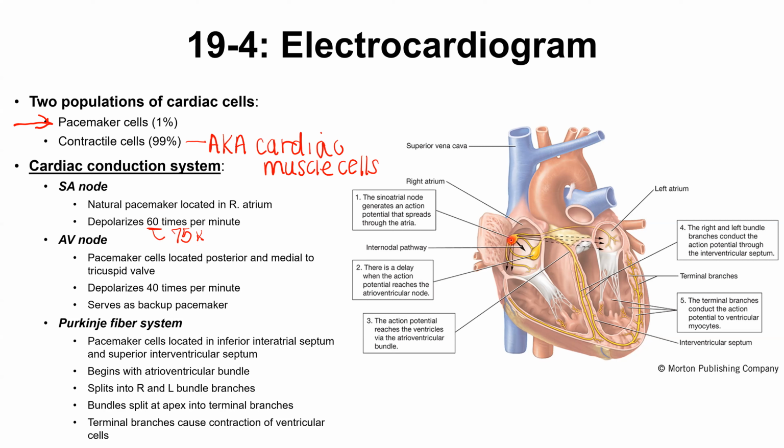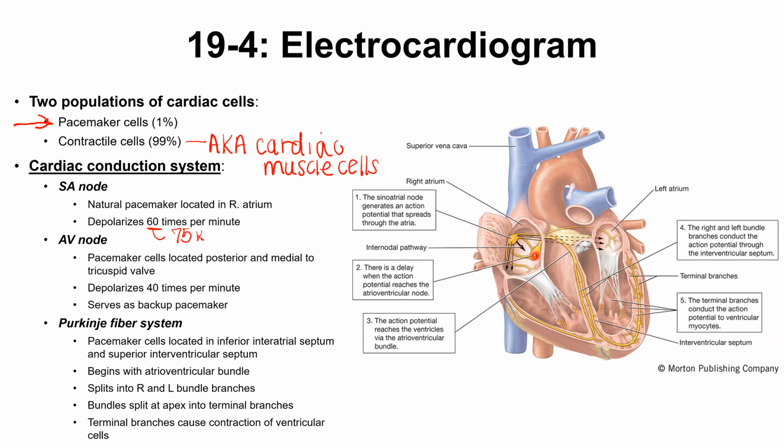So the SA node is going to generate action potentials that spread to the right atrium, all throughout the right atrium. Also, you can see over to the left atrium.